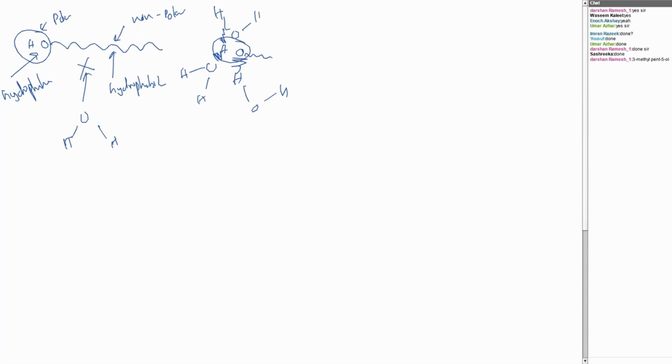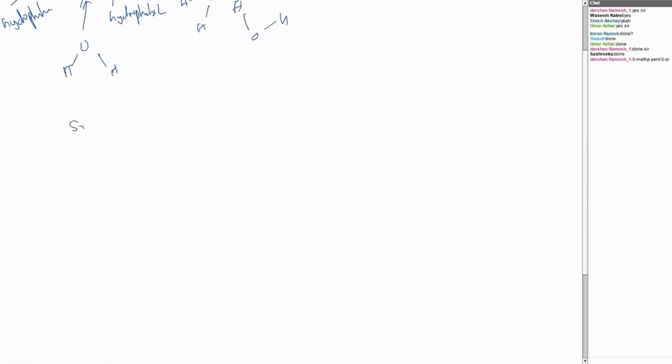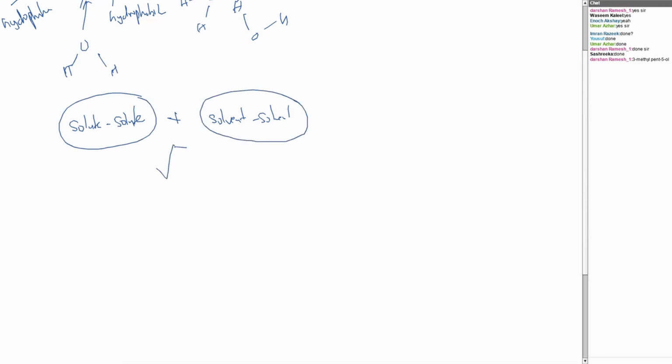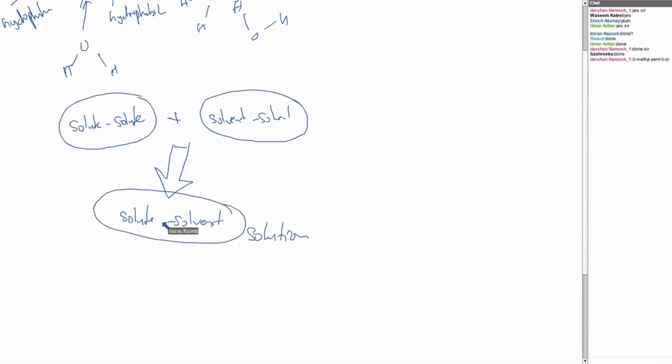That's one explanation. Second, as you go down the homologous series, alcohol attractions become very strong because dispersion force strength increases. That's a solute-solute attraction. This is a solvent-solvent attraction. So when you put the solute into the solvent, what happens? If it is to make a solution, it should form solute-solvent forces. This is where we say it has formed a solution. That means the solute has dissolved in the solvent. For this to happen, the solute-solvent force should be stronger than the solute-solute and solvent-solvent forces.